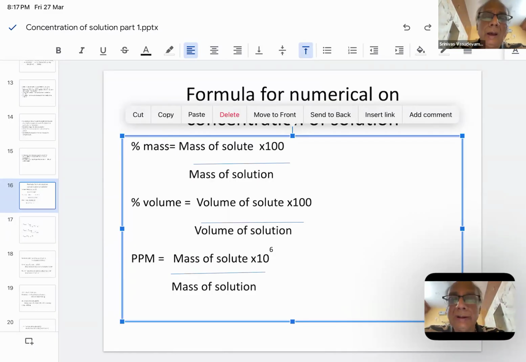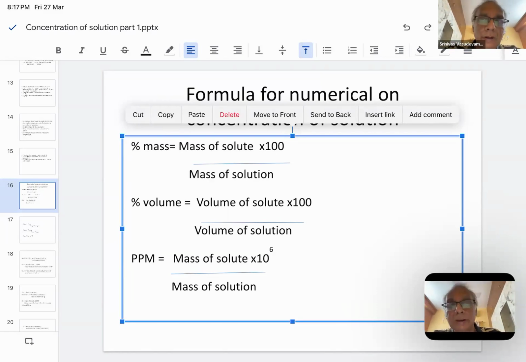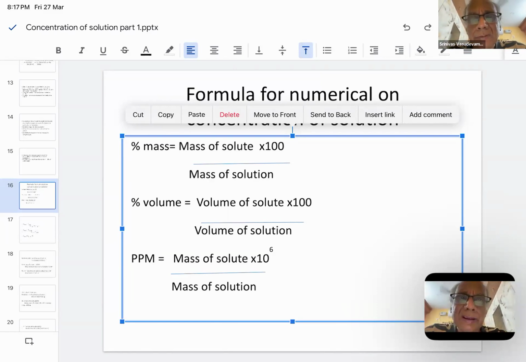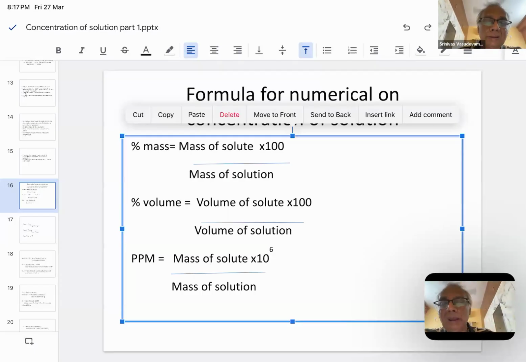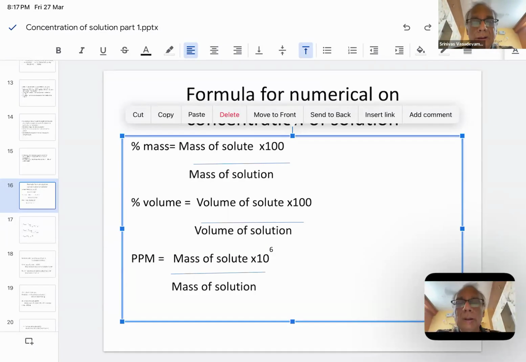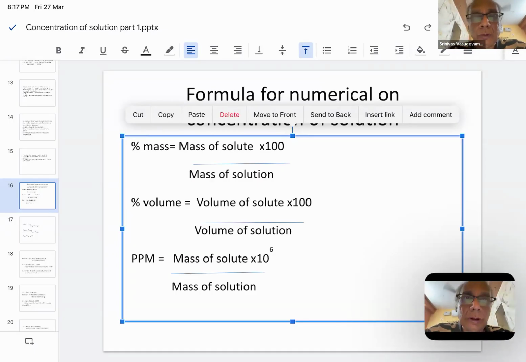Part per million. Normally it is used when a gas is dissolved in a solvent, because the solubility of a gas is very low. That's why we go for part per million here. It is the amount of solute present in 10 power 6 gram solution, or we say million gram solution. So part per million is mass of solute divided by mass of solution into 10 power 6. Note down this formula so that you can follow the numerical done later on very easily.